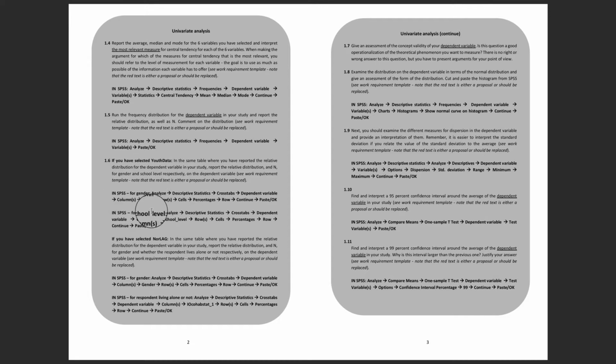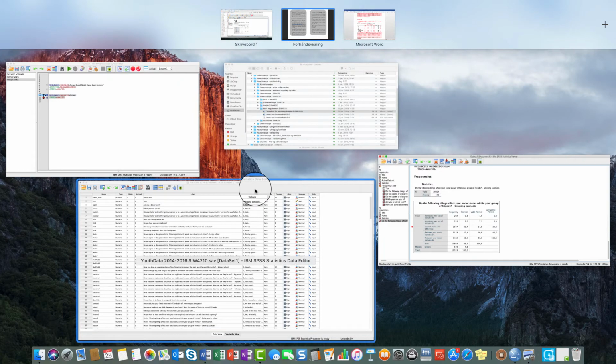But if you selected use data, I also want you to look at the relative distribution and N for gender and school level respectively. You do this in SPSS for gender by choosing Analyze, Descriptive Statistics, and then Crosstabs. You put the dependent variable in the columns and kön, which is gender, in the rows. Then you choose Cells and Percentage, tick off Row, Continue, and Paste, OK. I'm going to show you how to do that.